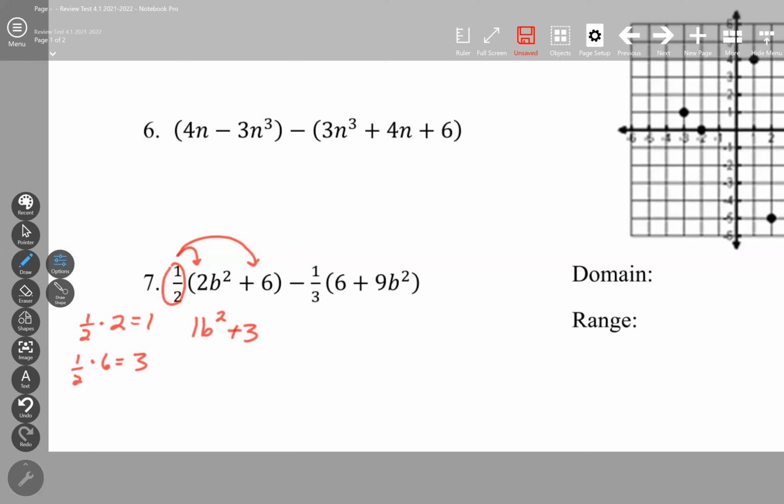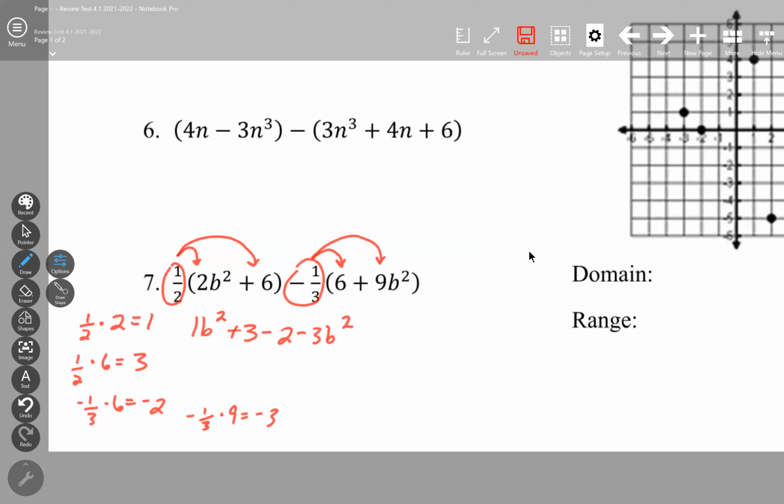Next, I'm going to take negative 1/3 and multiply into each of these terms here. So I'm going to do negative 1/3, and the first term is 6. So negative 1/3 times 6 would be negative 2. So I'm going to put minus 2. And then I'm also going to do negative 1/3 times a positive 9. So negative 1/3 of 9 is negative 3. And we got b squared, so minus 3b squared. Okay, so we've done the distributive property, gotten rid of the parentheses.